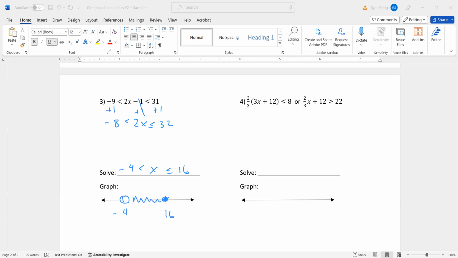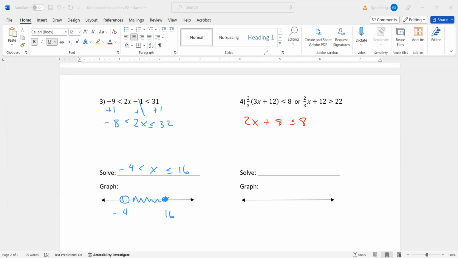Okay, on the test, you're going to have to know whether it's and or, and they're going to be all mixed together. All right, last one, fractions, complicated, of course. What else would you expect? Distributing the 2/3, 2 times 3x is 6x. 6x divided by 3 is 2x. 2 times 12 is 24, divided by 3 is 8. Is less than or equal to 8.